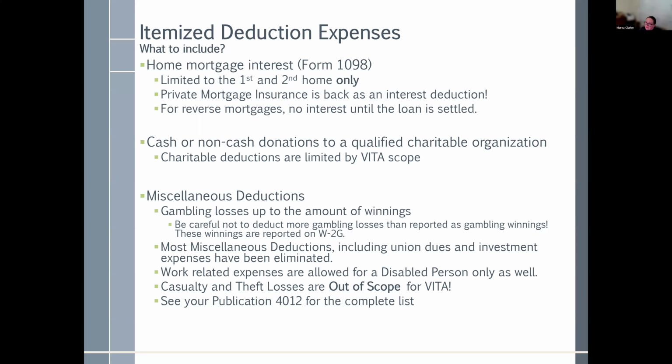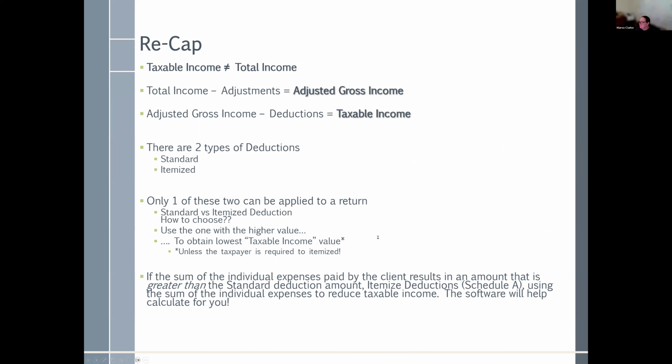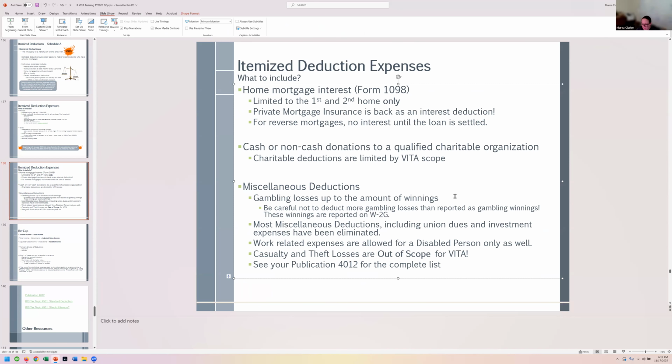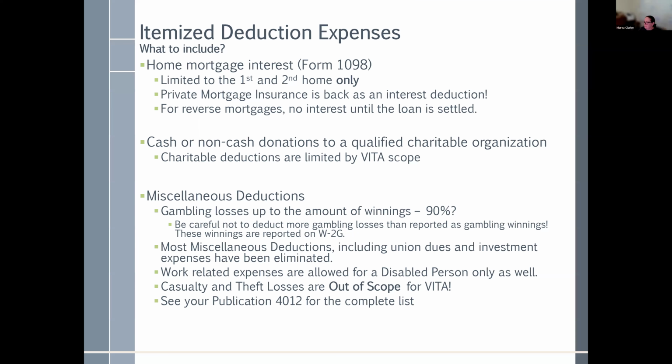There are some miscellaneous deductions as well. Gambling losses up to the amount of winnings. I think that this is wrong. I think that this is maybe now 90% of gambling losses. So I will try to check on that and give you guys an update next time. But I believe that one has changed now with OB3.